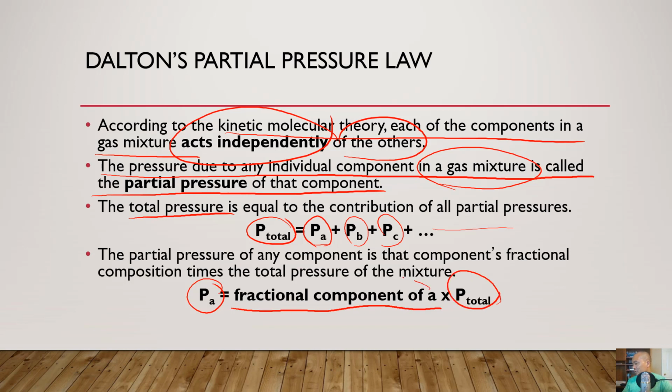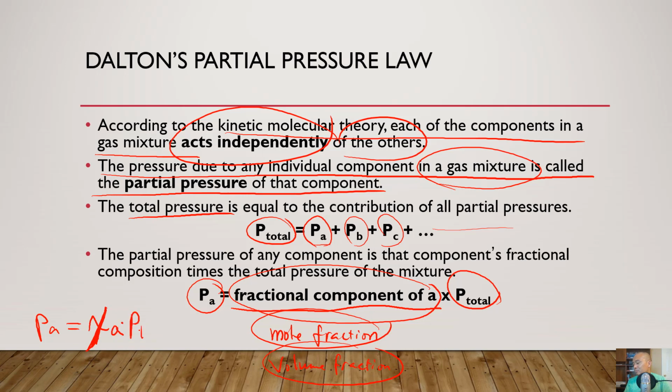The fractional component, or sometimes we call this mole fraction or volume fraction, because according to Avogadro's law, a mole fraction is going to be the same as volume fraction. So PA sometimes is written as, this looks like an X, but it's called a chi. This leg is a little bit longer. Chi A times P total. Chi is the mole fraction.